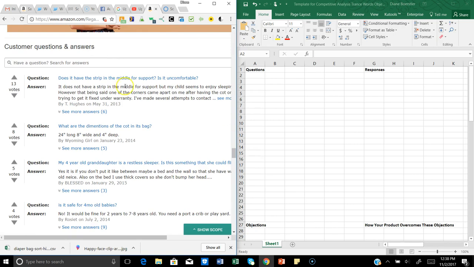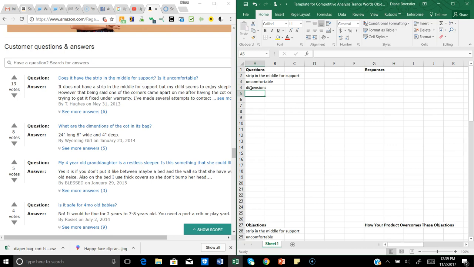We're looking for trends. So under questions, they're looking for a strip in the middle for support. I'm on the top question just in case you're not seeing where I'm at. Uncomfortable. We also know, oh, hey, look, these are also objections. Okay. These are objections people have with other people's products that provide the same solution that yours does, the same outcome. People are looking for dimensions, so we need to make sure that we answer that in our listing.